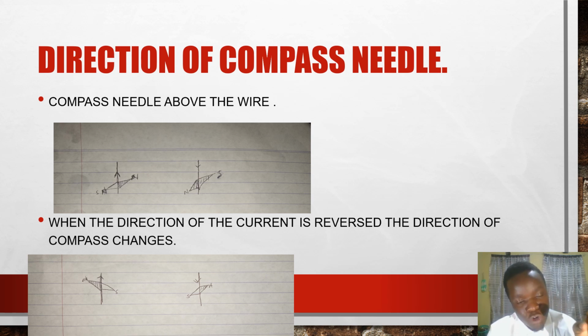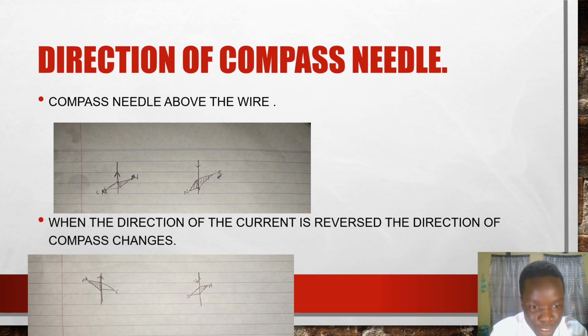Hence, the left hand of this person will be towards this side, and the right hand will be towards this side. In the second scenario, the current is moving downwards. Hence, for the person swimming facing upwards, moving downwards, his left hand will be towards this side, while the right hand will be towards this side.